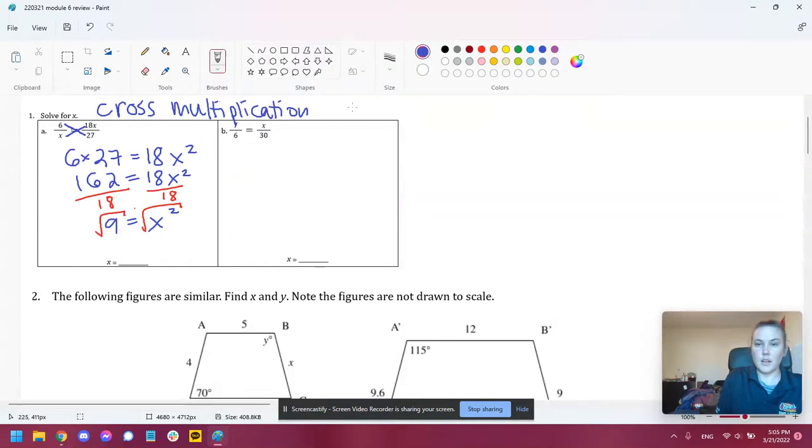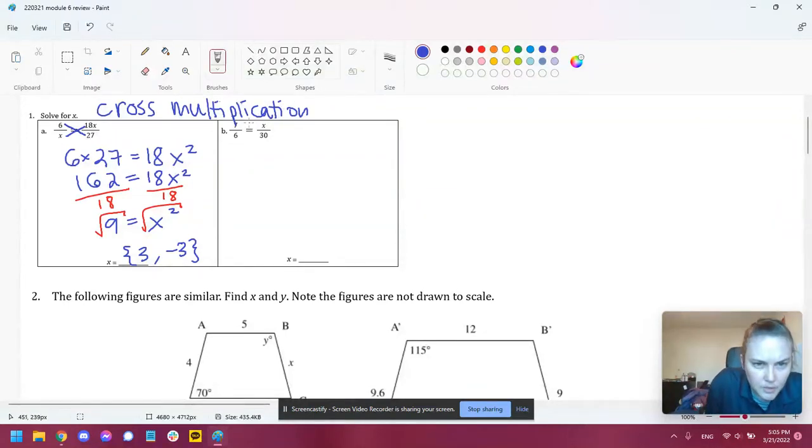The square root of 9 is 3, of course. But because we're the ones taking the square root, we should also have -3, plus or minus 3. The way to remember that we're going to have two answers here is anytime we have x squared in our problem, we should expect two answers.